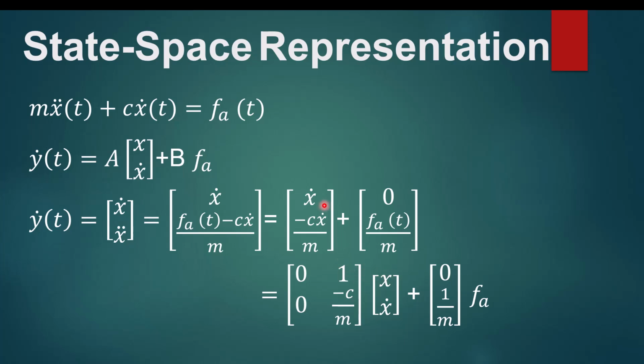I wrote the first term as 0 and 1. So this first row is going to be multiplied by its column, and 0 times x plus 1 times x dot is going to be x dot, and 0 times x plus negative c over m times x dot is this value. And the same goes here. 0 times f is 0, and 1 over m times f is f over m. So here I have created the matrix A and the matrix B, and that's what I need to do.